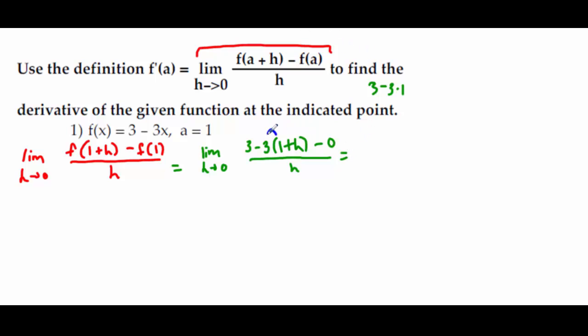We need to distribute this negative 3. So that's 3 minus 3h over h. At this point, some things should cancel, and they do. 3 minus 3 is 0. Negative 3h over h simplifies just to be negative 3.